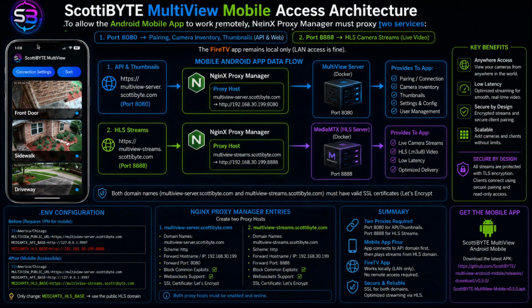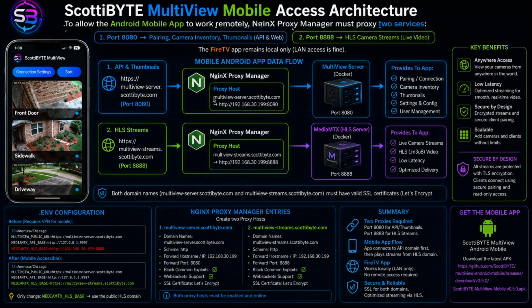So this access architecture looks kind of like this. Here's the new phone application we're talking about right now. We've really got two links. We've got the API and thumbnails link, and I have that connected to multiview-server.ScottiBYTE.com. You can use your own domain, and that's on port 8080.